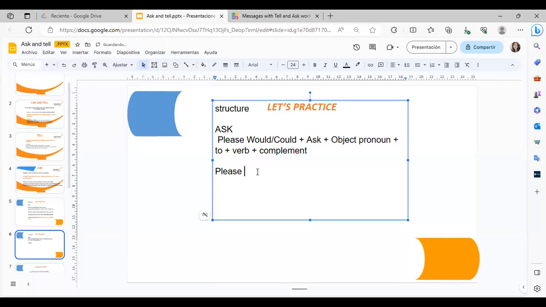Continue. Please go. What is the next thing that we have after please? We have what? Please ask. Ask. And then the object? Tell me an object. There we have.